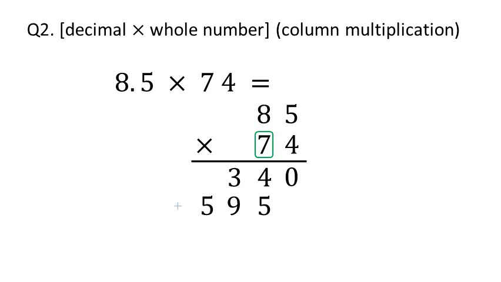Now we need to add them. 0 just moves down. 4 plus 5 is 9. 3 plus 9 is 12. So 2 moves down and 1 is carried over to the next digit. 1 plus 5 is 6.